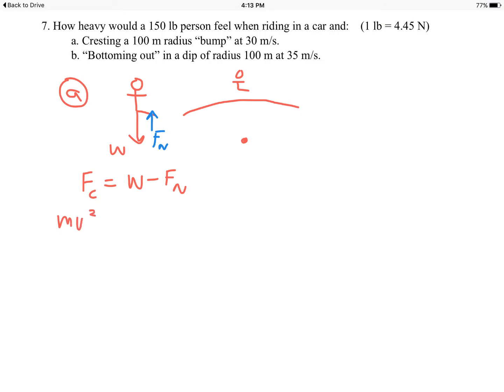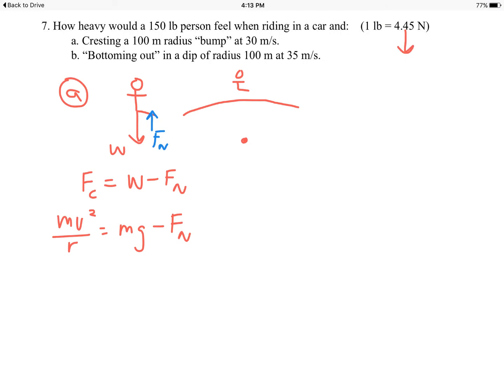mv squared over r equals mg minus F sub n, the normal force from the seat, which is what you feel like you weigh. The thing you're sitting on or holding you up is what you feel like you weigh. So your mass here, well, we have the weight of 150 pounds. Let me go back up to the top here.